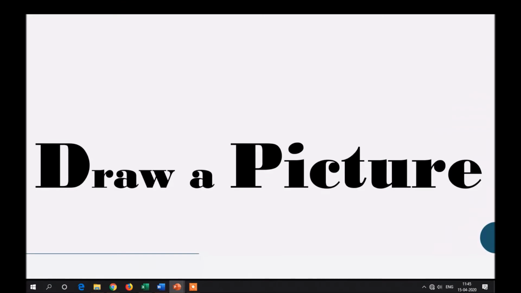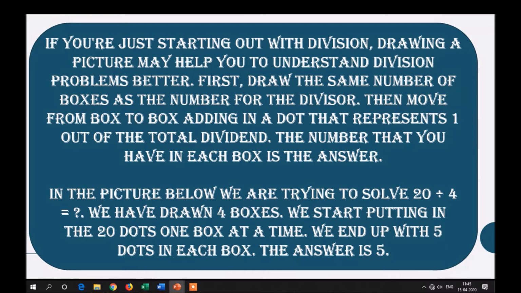Draw a picture. If you are just starting out with division, drawing a picture may help you to understand division problems better. First, draw the same number of boxes as the number for the divisor. Then move from box to box, adding in a dot that represents one out of the total dividend. The number that you have in each box is the answer.